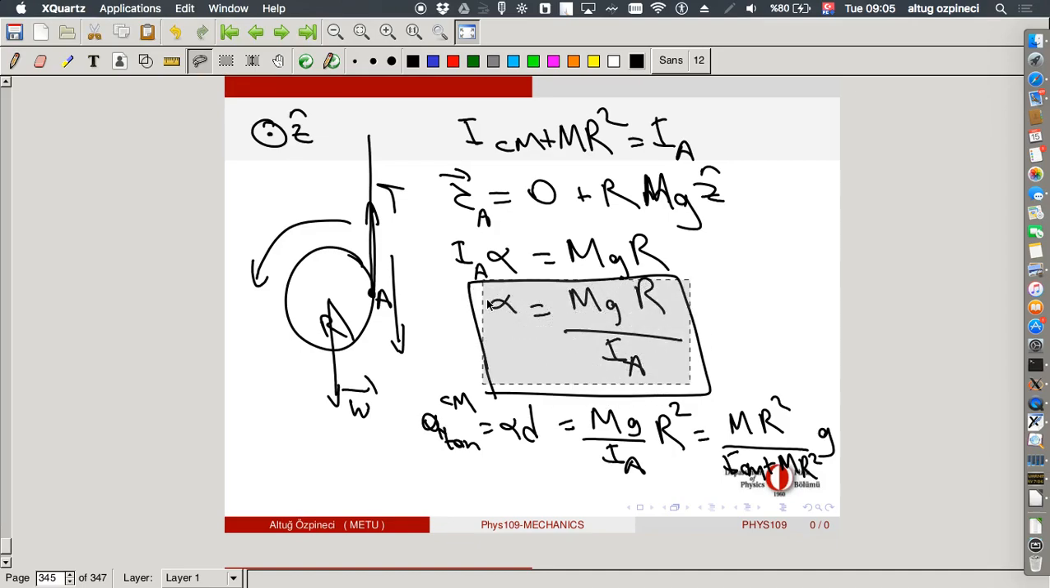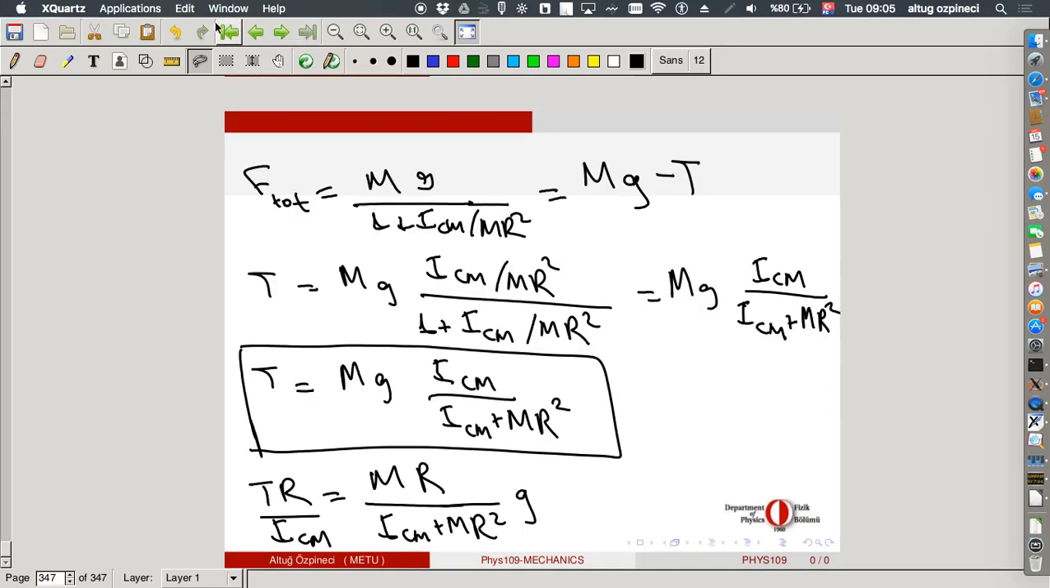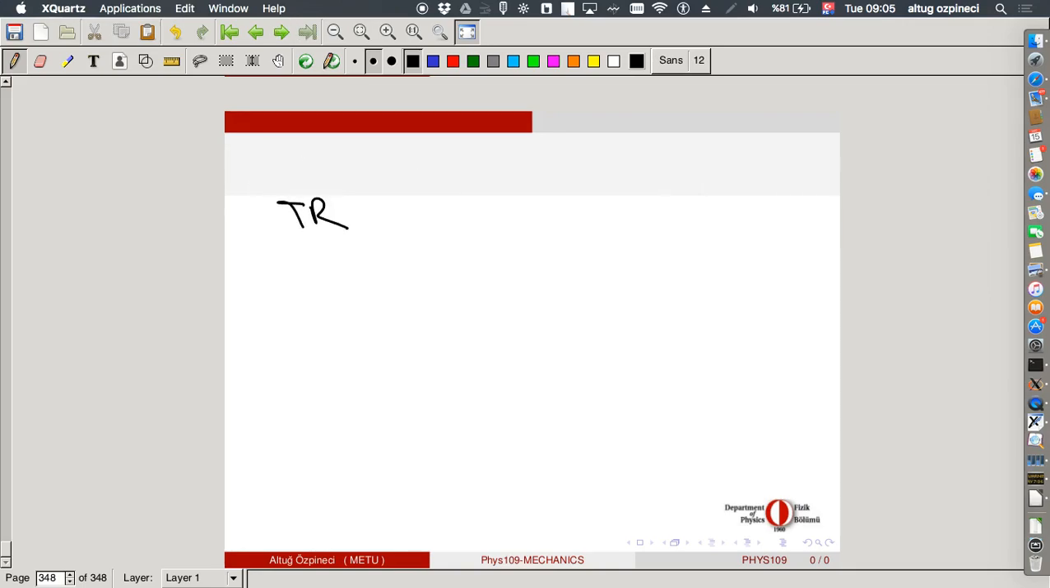Now here, this was the angular acceleration that we had already determined. If you look at it over here, this is exactly equal to the angular acceleration. This is equal to alpha. Or we can just rewrite this: tension times r is equal to I center of mass times alpha.